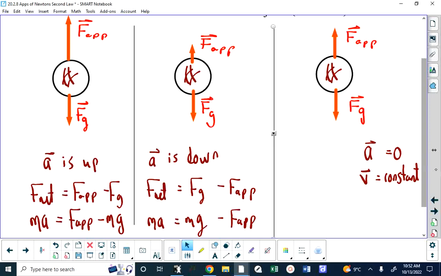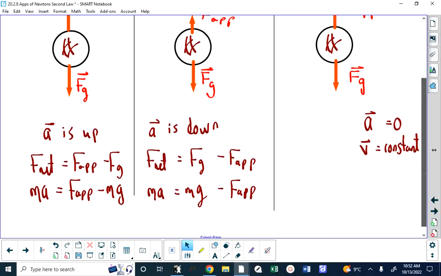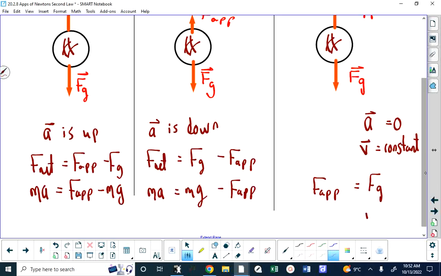What are we going to do here if the acceleration is 0? I think the quickest thing to do is just to say that the applied force is equal in magnitude to the force due to gravity. I don't think it's useful necessarily to write F net equals F applied minus Fg when F net is 0. I think it's better to just cut to the chase and say that mg must be equal in magnitude to the applied force. And that's what this really boils down to.